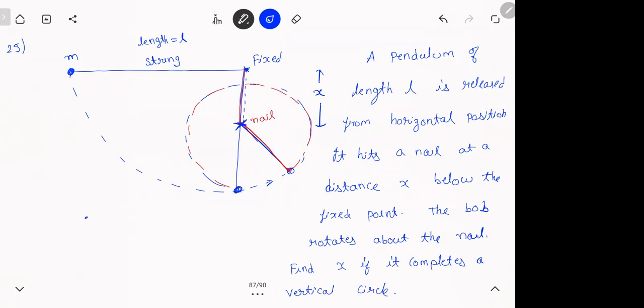Imagine you keep the nail too close. What will happen? It will come here, it will oscillate like this. It won't complete a circle. So where should I keep the nail so that you can complete a vertical circle after hitting? Hope everyone understood the scenario, and is able to visualize what is happening. Where should I keep the nail below the fixed point so that after hitting, it will rotate around it?